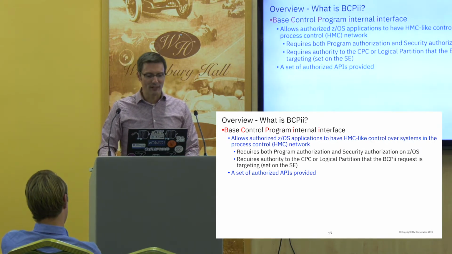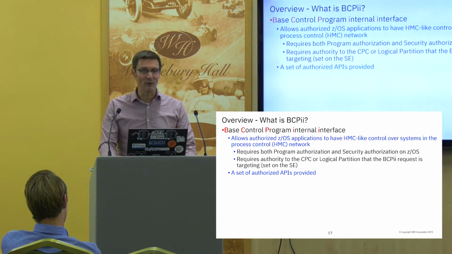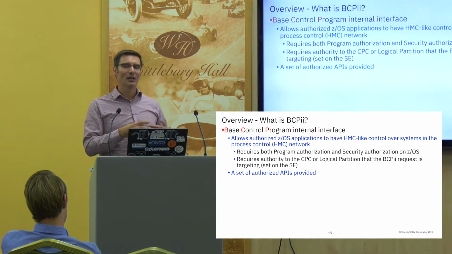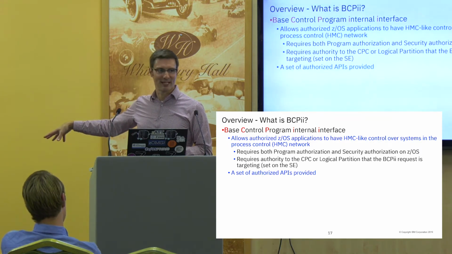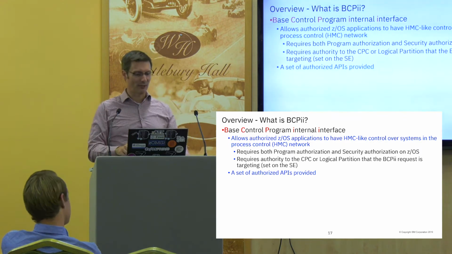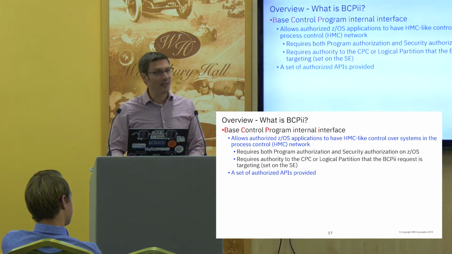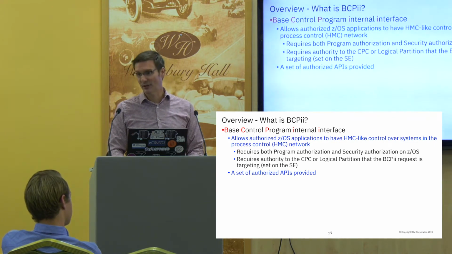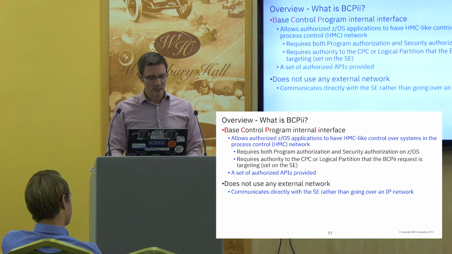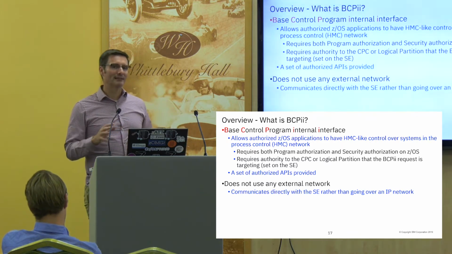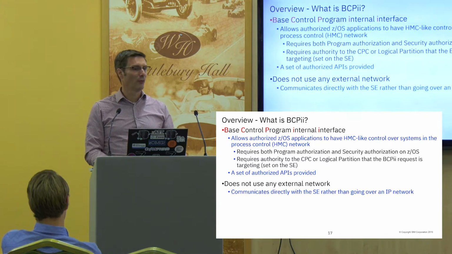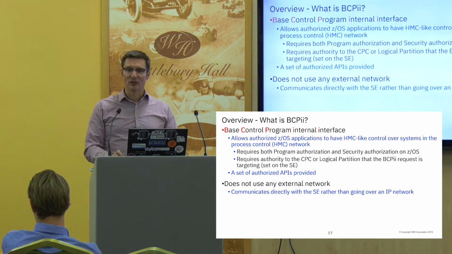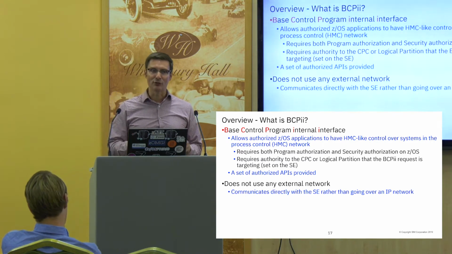And it also requires authority to the CPC that's set on the SE. So not only do you have to have authority on z/OS, you have to have authority on the support element as well to do those actions. So there's like double sets of authority. We provide a set of APIs on z/OS that you can actually use. One of the big selling points of BCPii is it does not use any external network whatsoever. Okay? So it communicates directly to the SE.